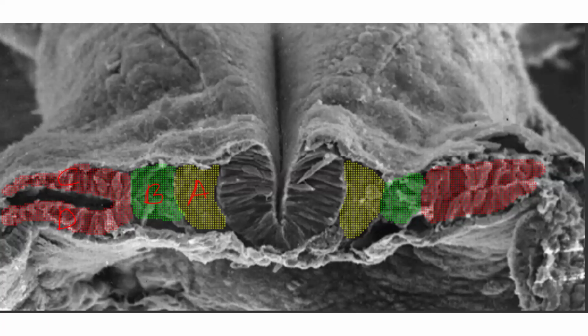B is the intermediate mesoderm. What is C? Guys, what is C? The somatic layer of the lateral plate mesoderm. And D is the splanchnic layer. For now, guys, allow me to just name them. Please go find out the derivatives for the sake of time.